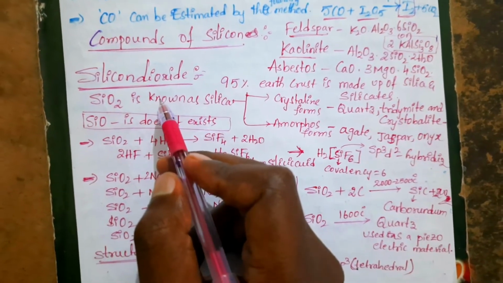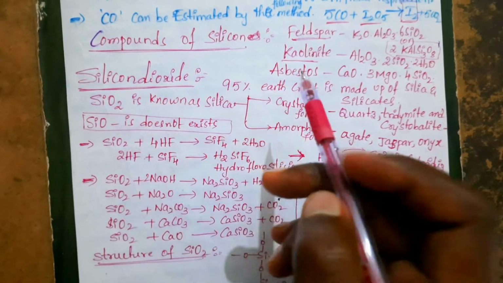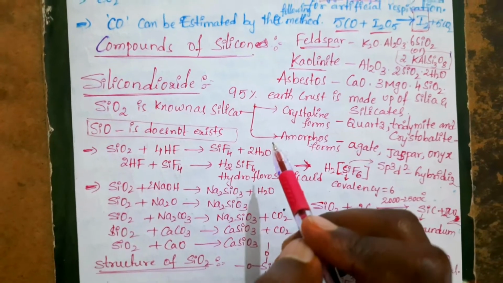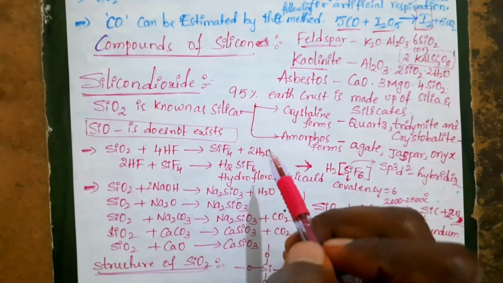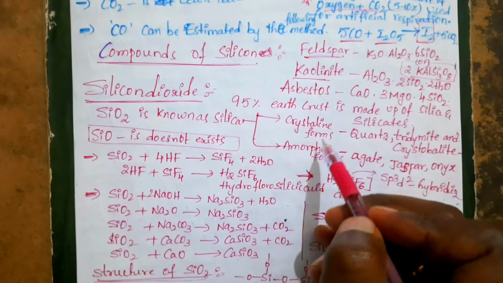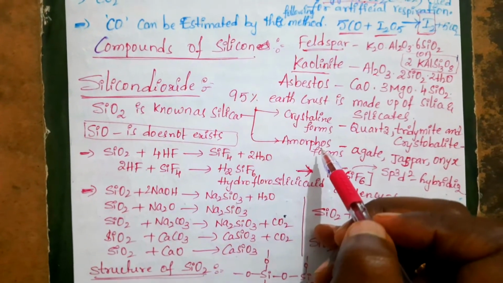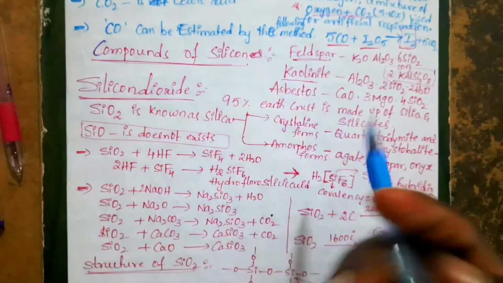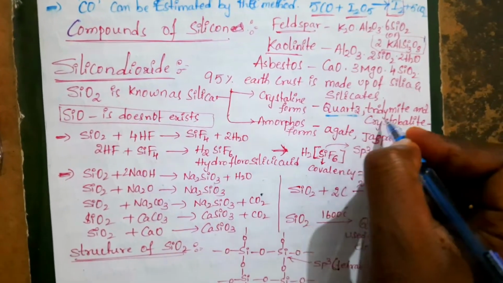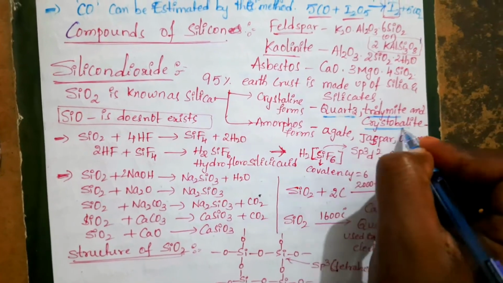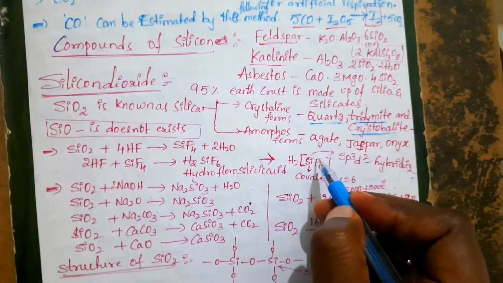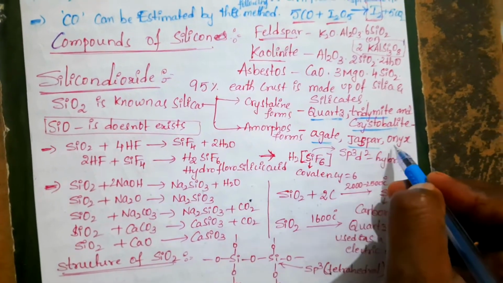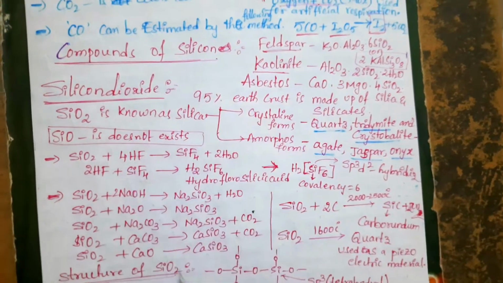First, take silicon dioxide. Around 95% of the earth's crust is made up of silica and silicate. SiO2 is known as silica. Silica has two forms, crystalline and amorphous. Crystalline forms are quartz, tridymite and cristobalite. Whereas amorphous forms are agate, jasper and onyx.